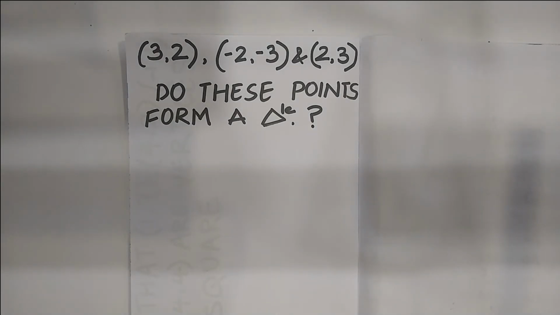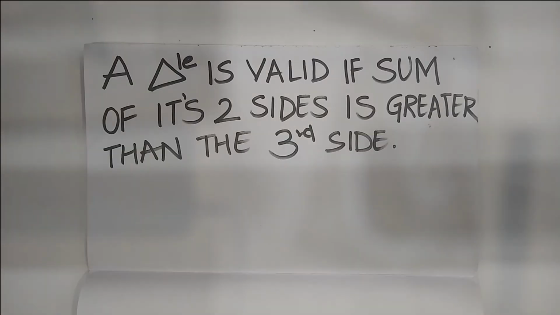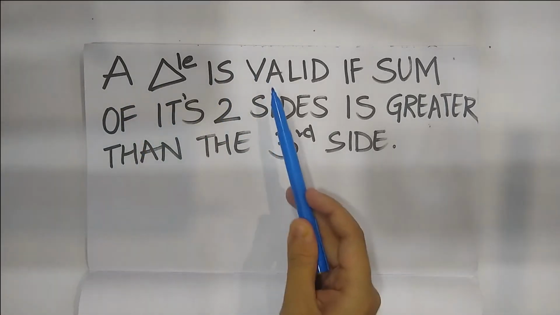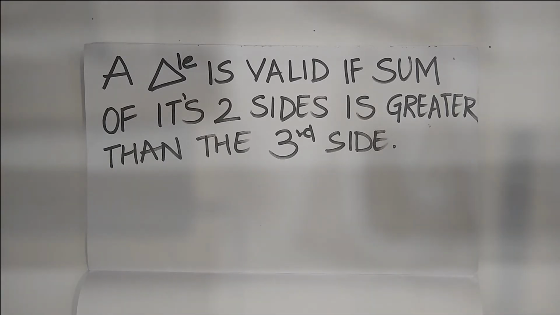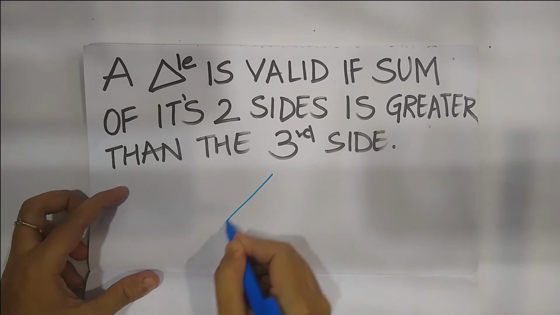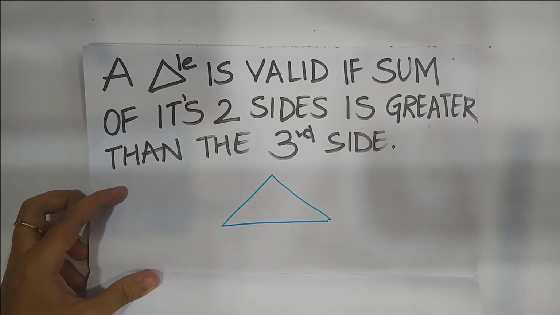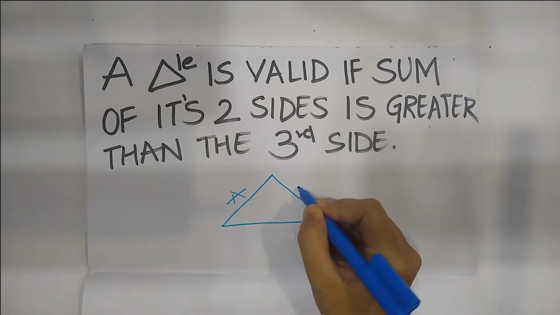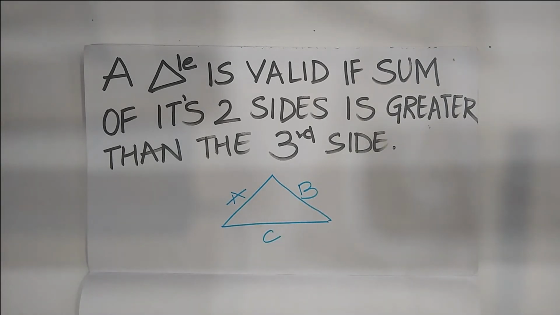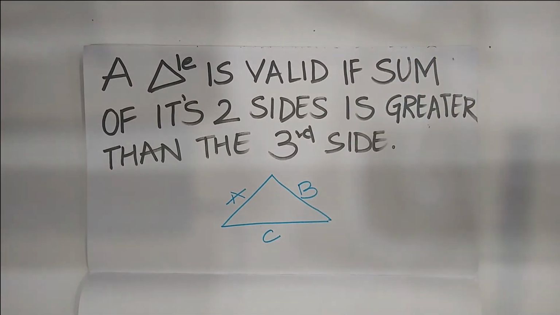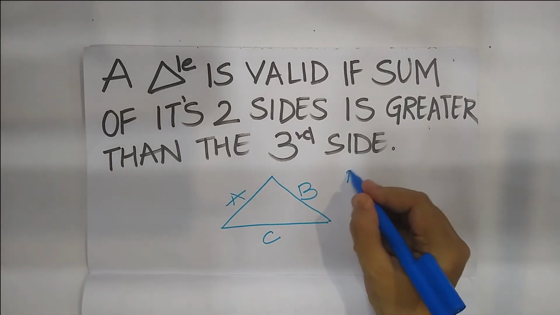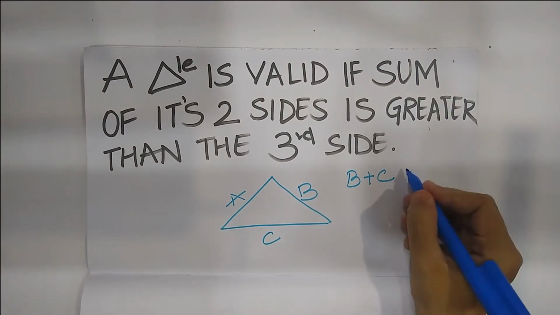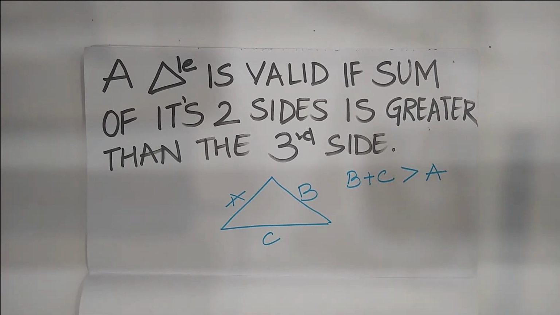So for that, we need to know one of the properties of the triangle, which is: a triangle is valid if the sum of its two sides is greater than the third side. Now, what does this exactly mean? Let me draw a triangle and let me give A, B, C as the name of the three sides. Now, according to the statement, if we take the sum of B and C, it should be greater than A.